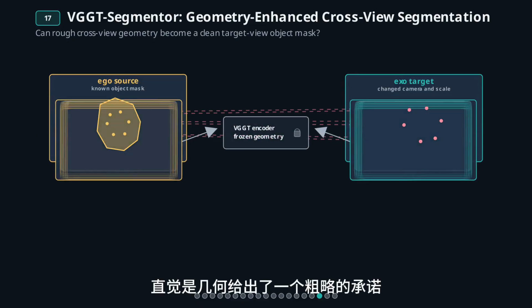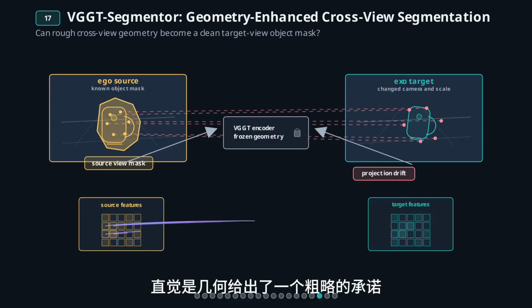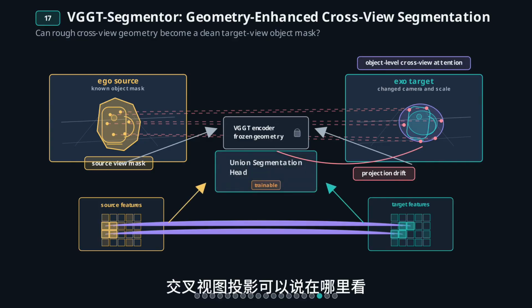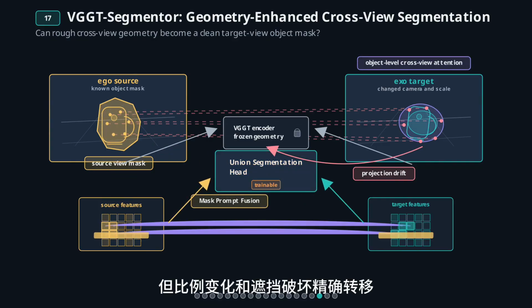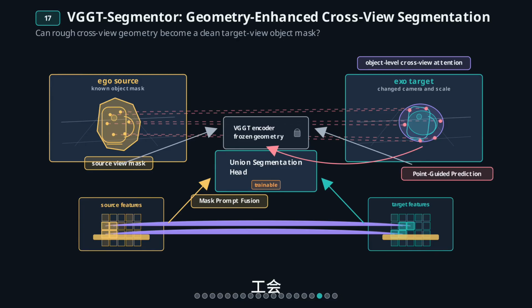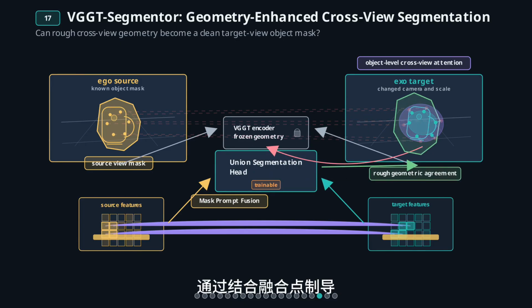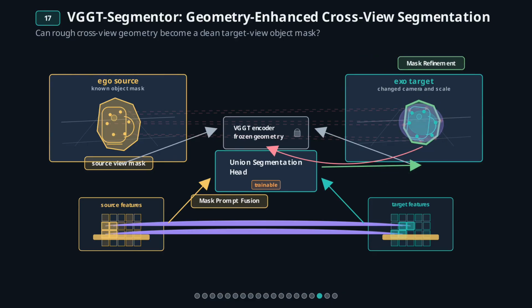The intuition is that geometry gives a rough promise, not a final mask. Cross-view projection can say where to look, but scale change and occlusion break exact transfer. The union segmentation head turns that rough signal into a mask by combining fusion, point guidance, and boundary refinement.